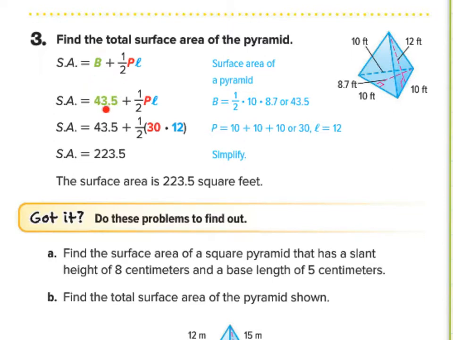So that's solved. And now we need the perimeter, which is 10 plus 10. And you can only assume that this is also, oh no, it's given to us, plus 10, right there. 10 plus 10, it's an equilateral triangle. So 10 plus 10 plus 10 is 30, correct? And half of 30 is 15. And then 15 times 12 plus 43.5 is 223.5 square feet.